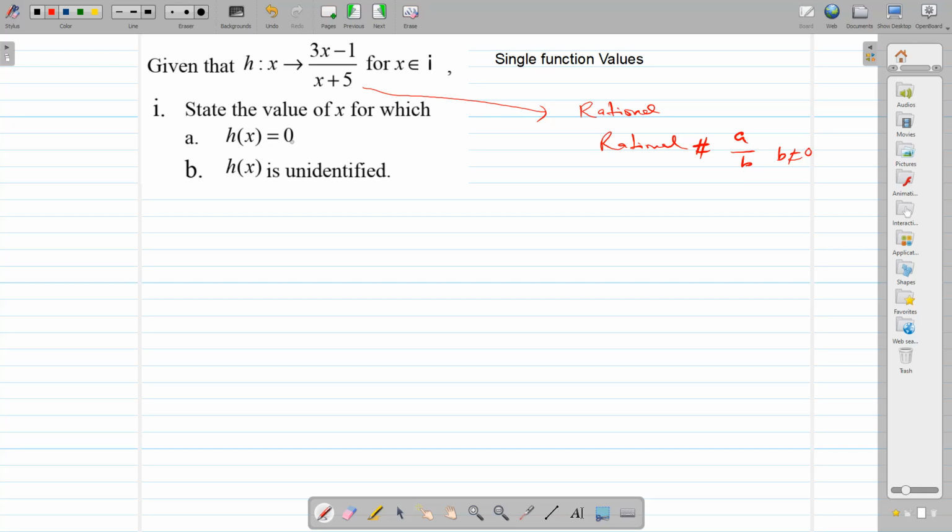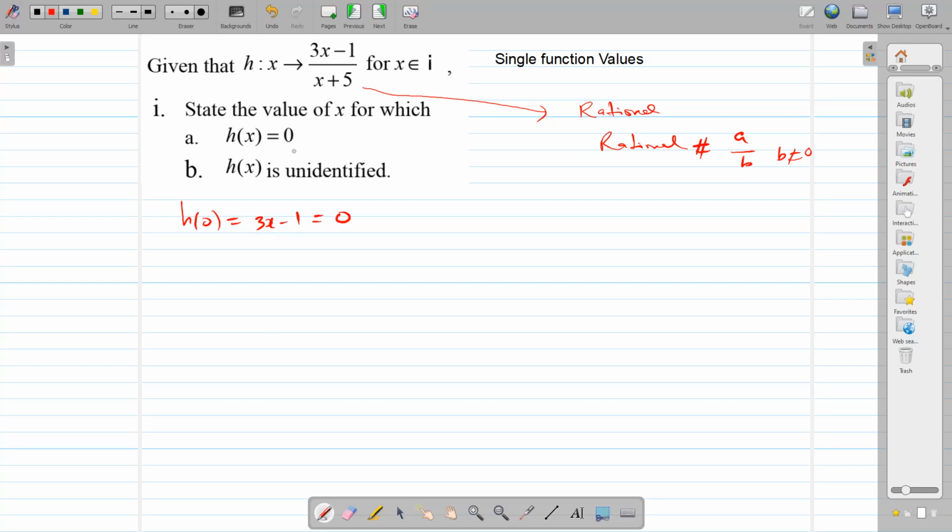Let's work out this value first, h of 0. So h of 0 means if you're dividing and you get 0 for the answer, it means that 0 was in your numerator. That's the only way you can get 0. So what we do is that we set our numerator to be 0. Our numerator is 3x minus 1. And we solve it. 3x minus 1 is equal to 0.